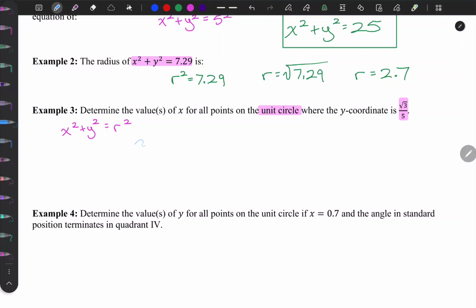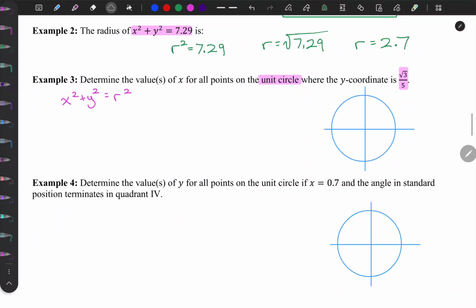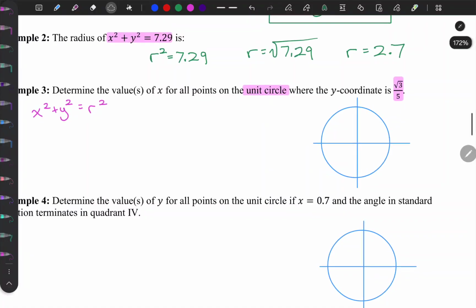Let's draw ourselves a unit circle. It doesn't have to be perfect, but maybe we'll do the circle first and then put in the x and y axis. Try and center it to the best of your ability. There's our unit circle. In this case, we want to find the points on the unit circle where the y coordinate is root 3 over 5. Let's say that's somewhere around here, a height of root 3 over 5, given that we know that up there is 1.